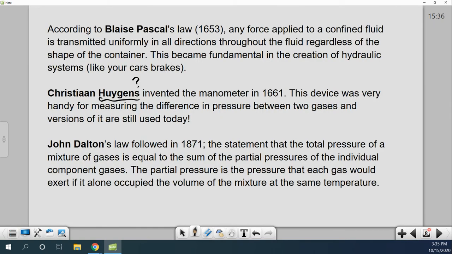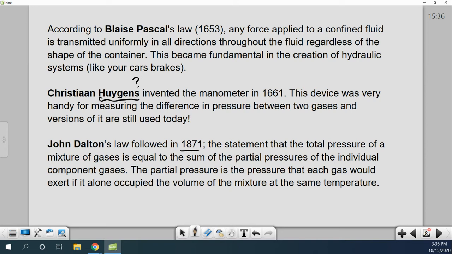So it's a very handy little device for figuring out pressures if you're looking at hydraulic systems or heating and ventilating systems. You can tell how much pressure is in a duct really quickly with just a little glass tube. So after the manometer, John Dalton followed, and this is 1871. It's a couple hundred years here. People are like, all right, I think we're good with pressure.